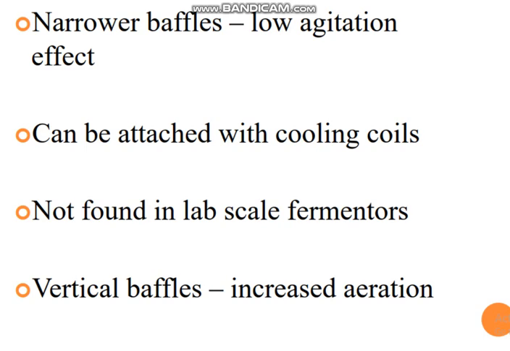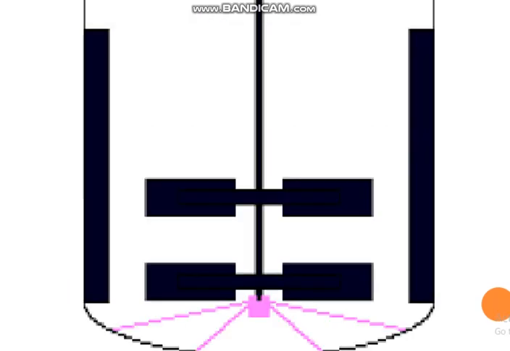And if the baffles are used vertically, it will increase aeration in the fermenter. As you can see in the pictures, the baffles are attached in an industrial scale fermenter.